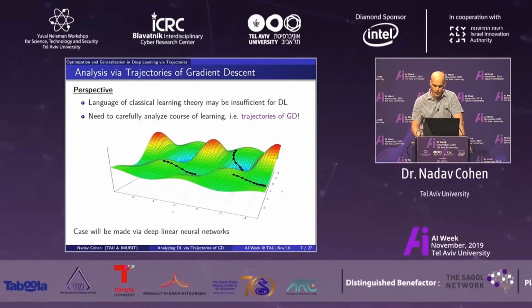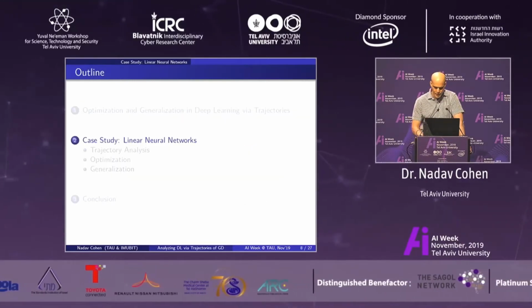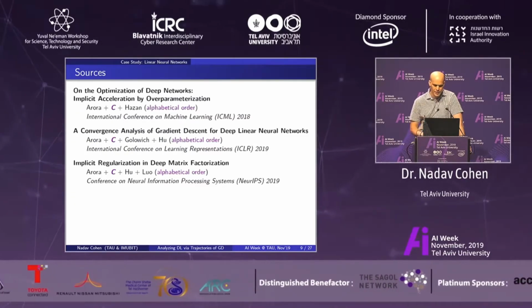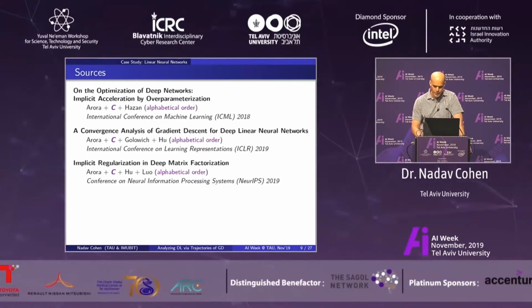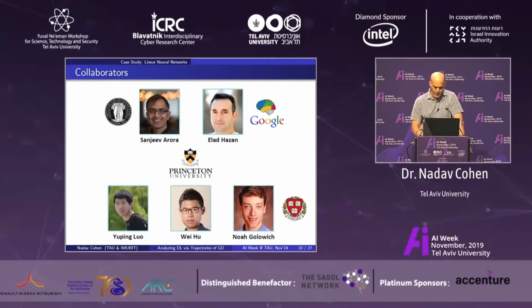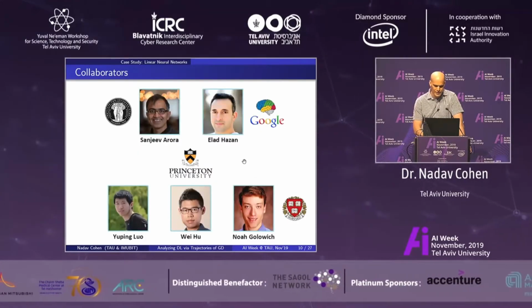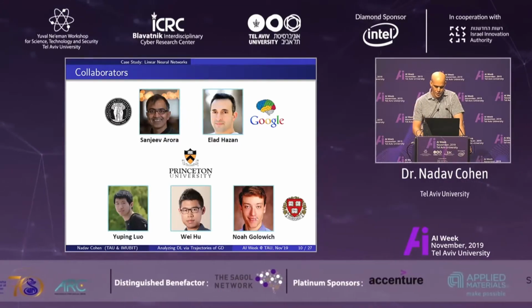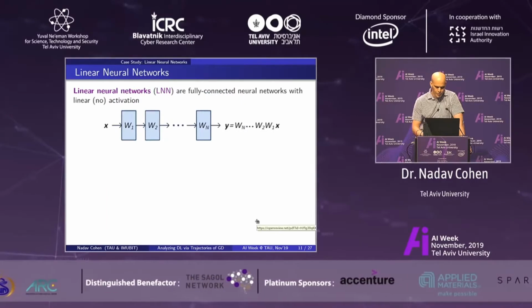and I will try to make this case using deep linear neural networks. This is the content of the talk, based on three papers: last year's ICML, this year's ICLR, and another one in NeurIPS next month. With my colleagues in Princeton, Sanjeev Arora and Elad Hazan, who is speaking later today, and students Yuping Luo, Wei Hu, and Noah Golowich. Okay, so let's go.